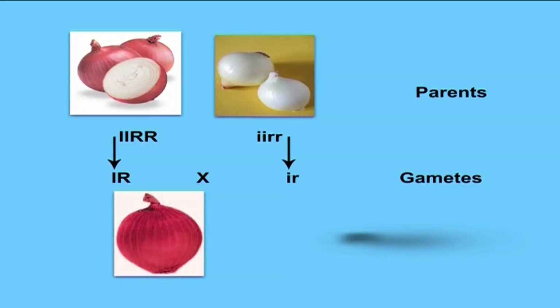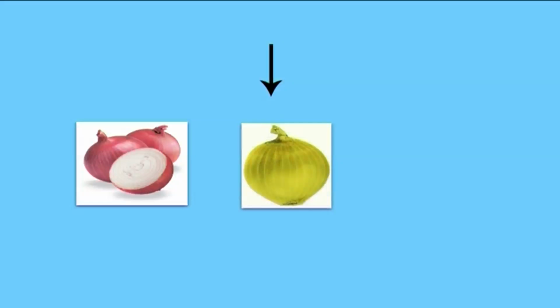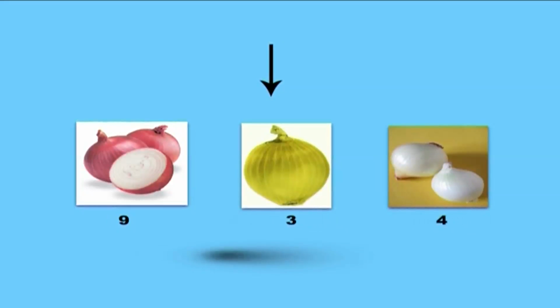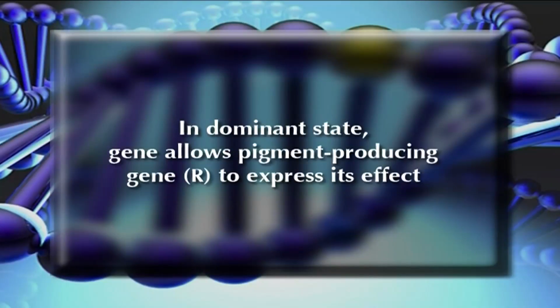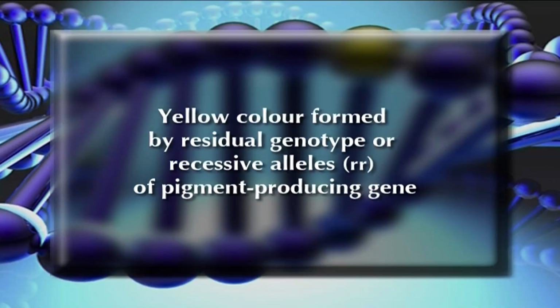When a homozygous red onion is crossed with a homozygous white onion, it produces red-colored onions in F1 generation. On self-pollination, F1 hybrids produce 3 types of onions in the F2 generation as 9 red, 3 yellow and 4 white. The appearance of white color is due to pigment inhibitor gene, which is epistatic only in the recessive state. In the dominant state, the gene allows the pigment producing gene to express its effect. Yellow color is formed by the residual genotype or recessive alleles of the pigment producing gene.